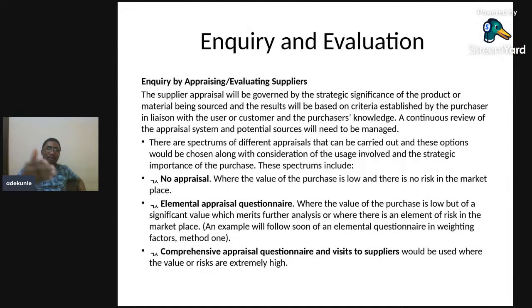Of course, you have the comprehensive appraisal questionnaire and visit to the supplier, and this would be used where the value of the product is high and the risk is extremely high. So you want to appraise this process systematically for such a product.